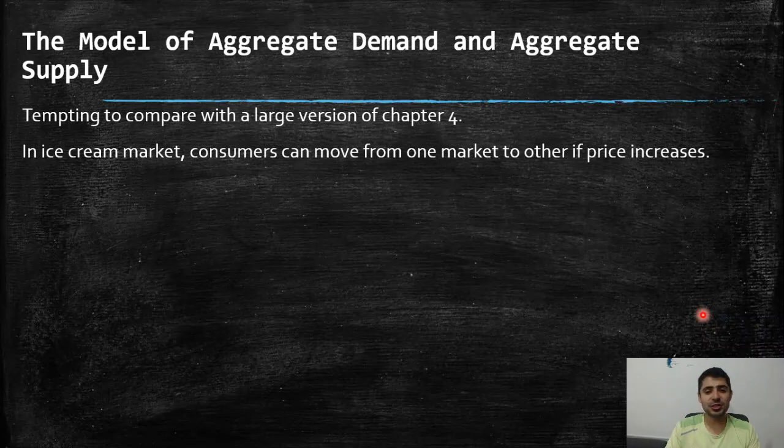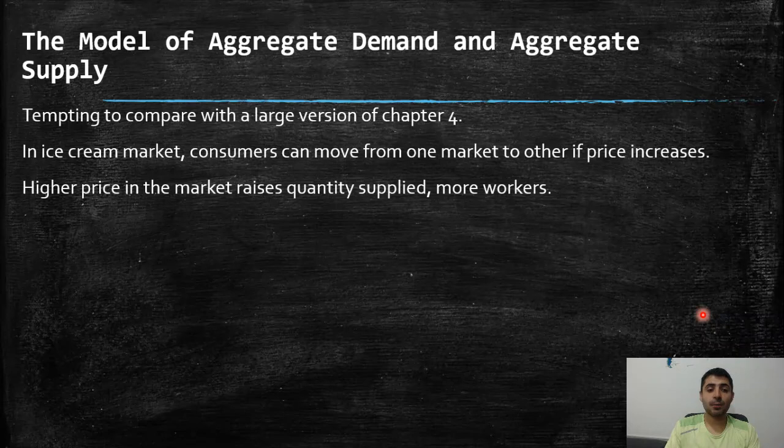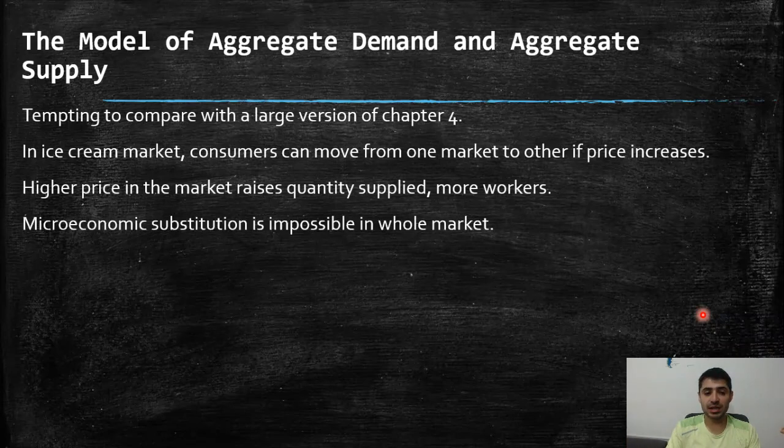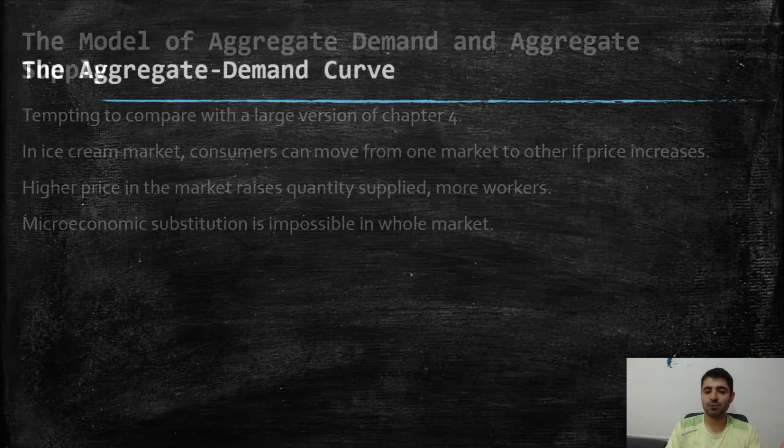You can go for another dessert, a tiramisu, for example. But in this situation, it's not the same because we're talking about the whole economy. There is no substitution here. It's not possible. So in this case, a higher price in the market raises the quantity supplied, so more workers are required due to the increase in prices. What I said before: macroeconomic substitution is impossible in the world market.